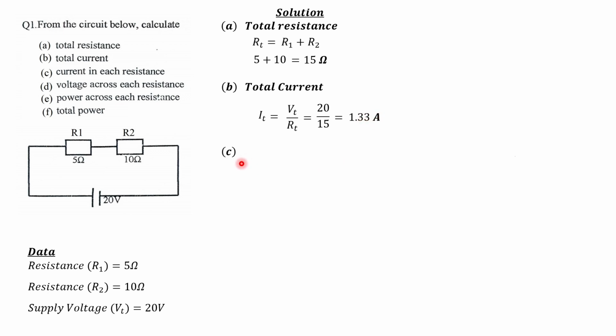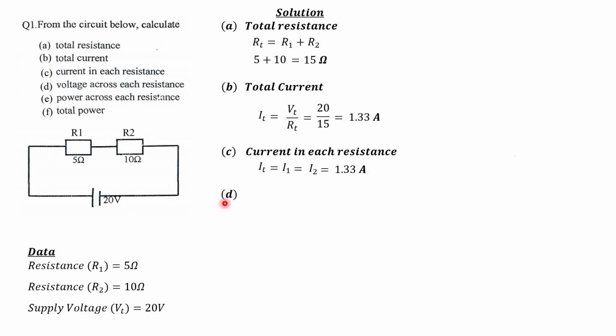All right, let's move on to C. We have to calculate the current in each resistance. I explained earlier that since it's a series network, the current is common. So the supply current will be the same current that flows through resistance R1, and it will be the same current that flows through resistor R2. So IT is equal to I1 is equal to I2, and this is equal to 1.33 amps. I hope you understand.